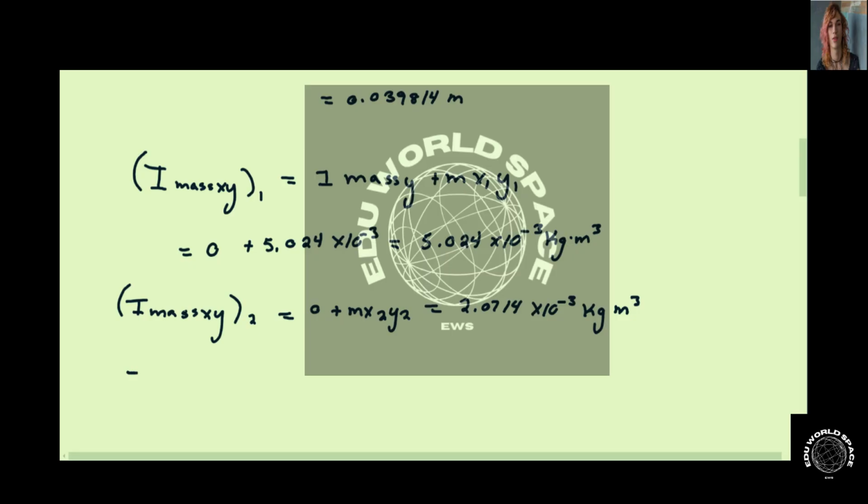And for the third one, it's going to be 0 plus m x. So I'm just going to write 0.4524 times 10 to negative 3 kilograms times meters squared.